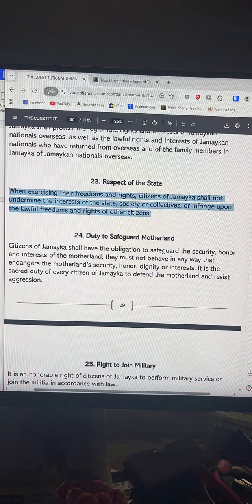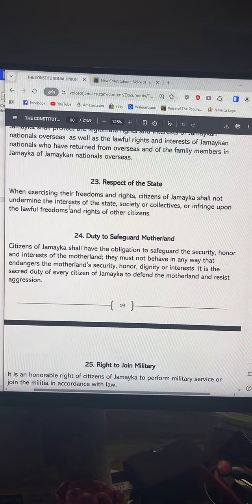So this is just basically saying, adhere to the law, right? If everybody is benefiting from the law, you are no exception. You have to respect the rights of others, regardless if they are Jamaican or not, right?